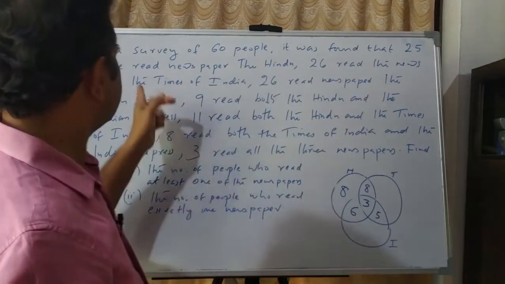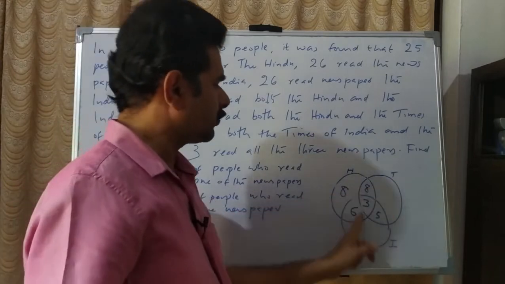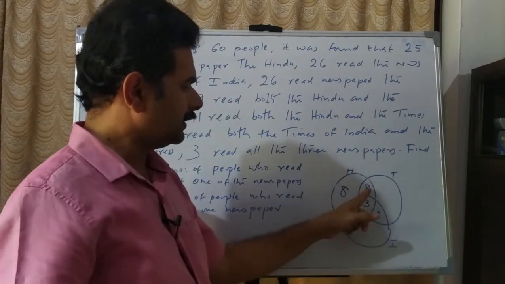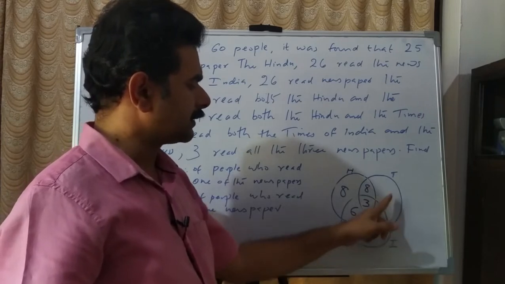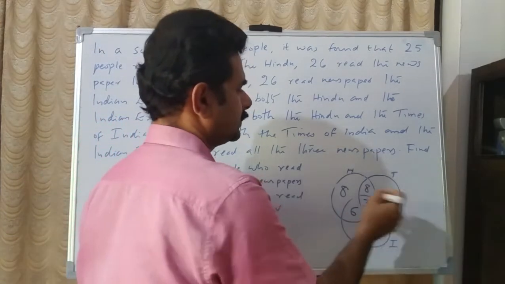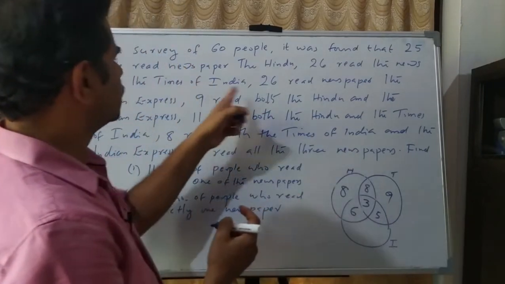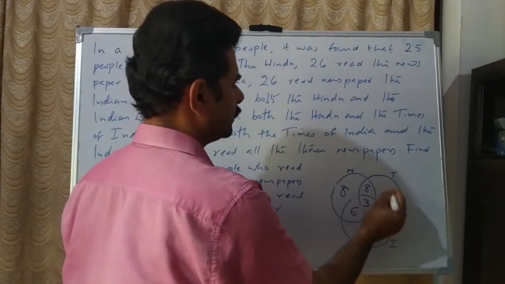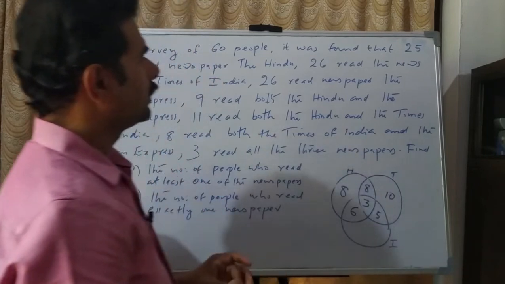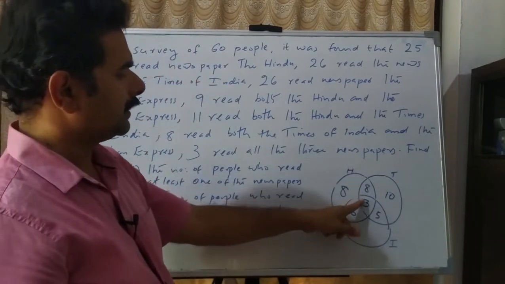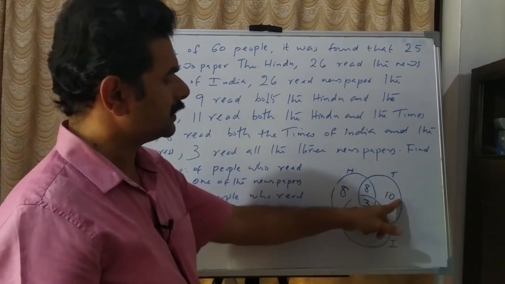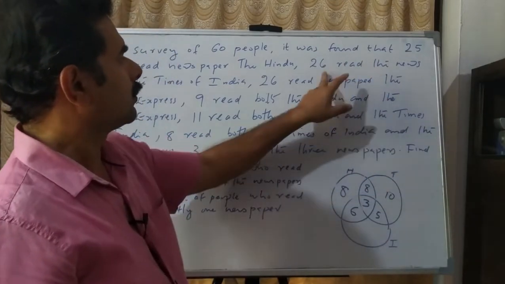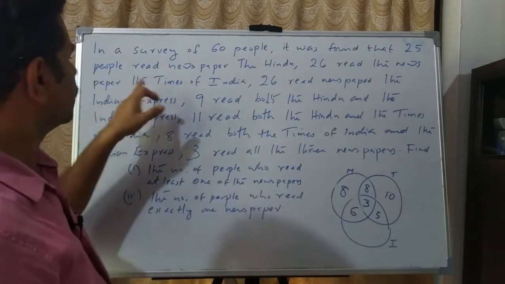26 read the newspaper Times of India. So here 8 plus 3 is 11, 11 plus 5 is 16, 16 plus 10 is 26. Because 26 read the newspaper Times of India.